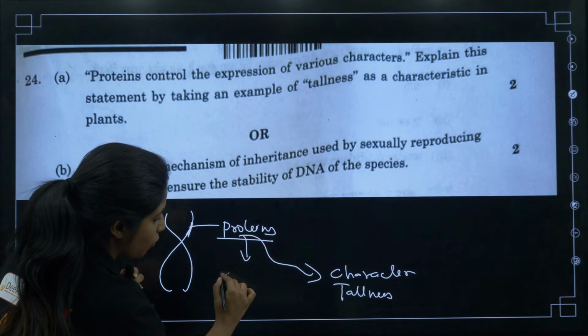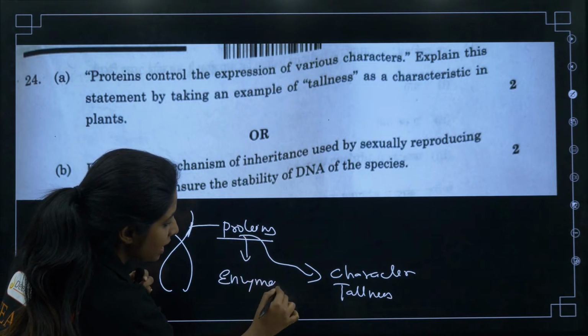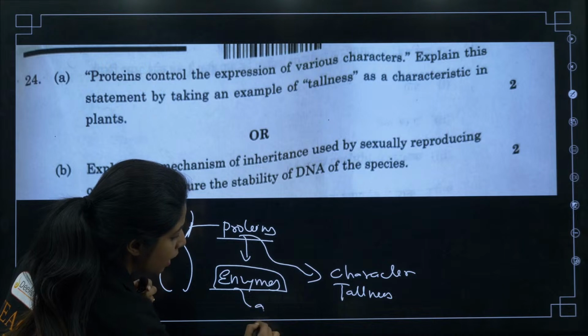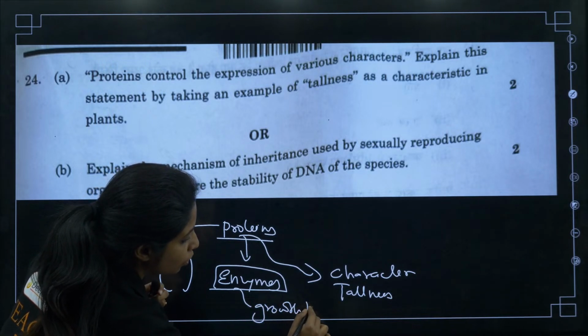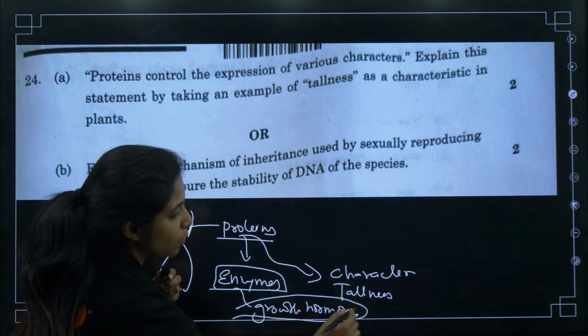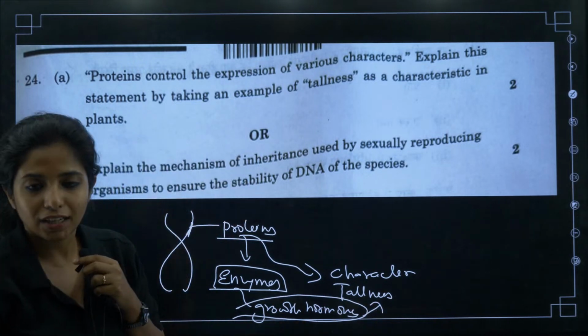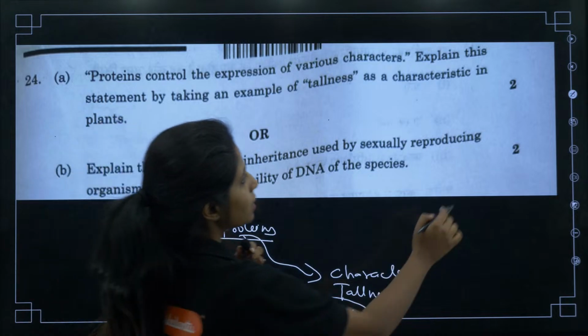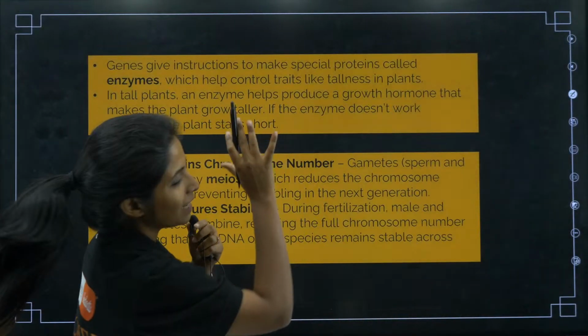Proteins can be in the form of enzymes, and these enzymes can be used up in the formation of growth hormones, and these growth hormones, my dear children, are responsible for this character that is tallness. So how do we explain this answer? If you do not know how to frame it, here is the answer.